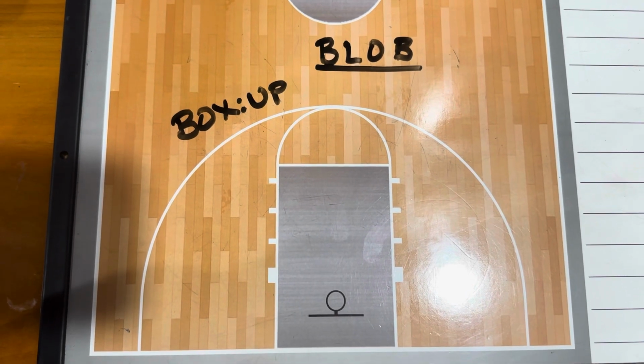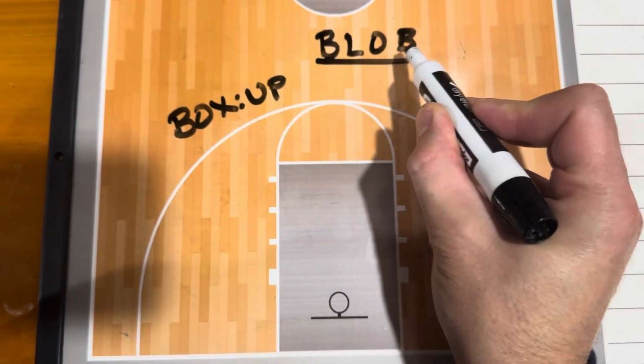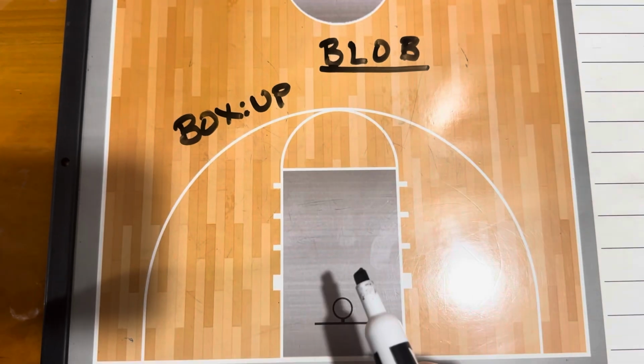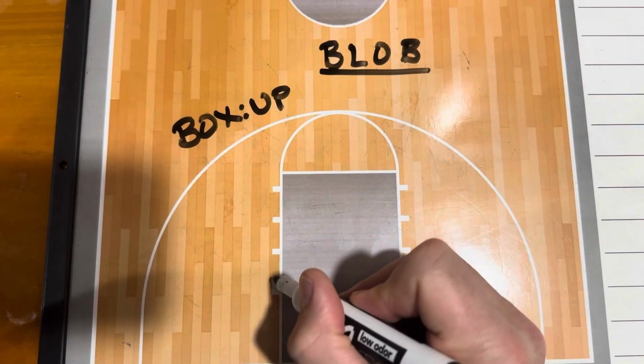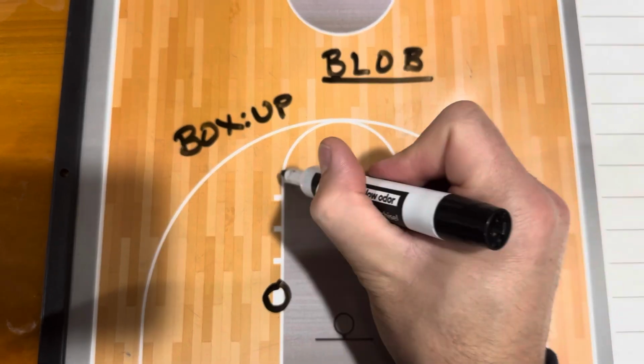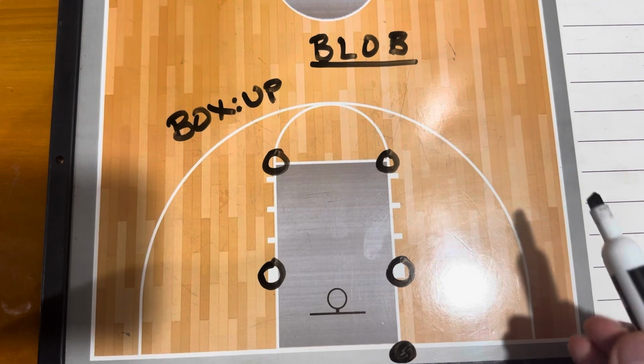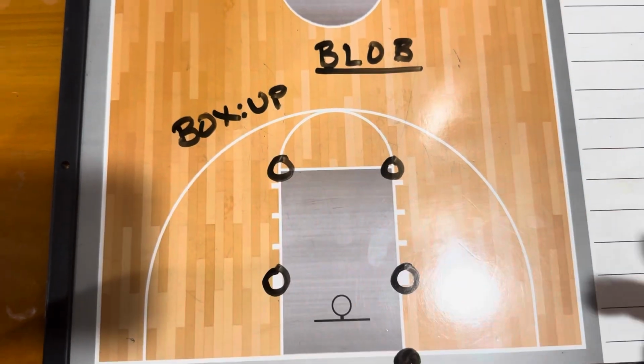Okay, we're going to talk about a simple blob play. Baseline out of bounds blob. We're going to set up in a box. 2 guys on the blocks, 2 guys at the elbow, and the ball out of bounds. We'll call this box up.